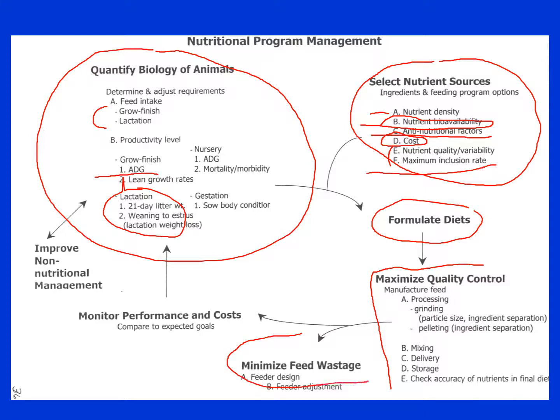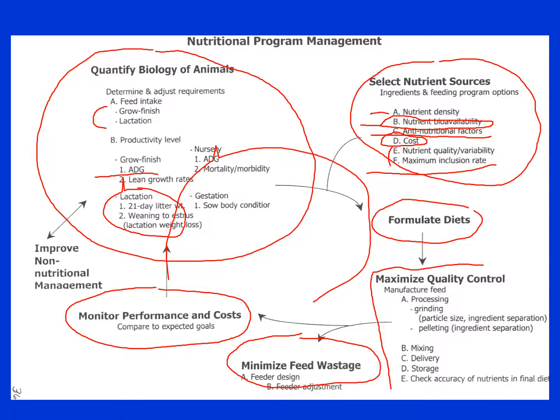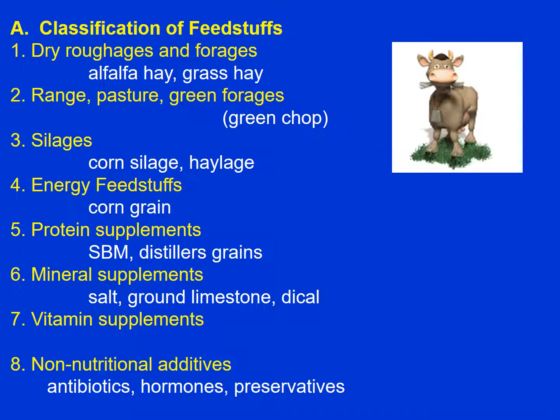We want to minimize feed wastage. Feed wastage isn't going to be 0%, but we certainly don't want it any more than 4 or 5% feed wastage. And then we monitor the results and the cost, and if everything works correctly, great. If we're not at our optimal performance level, we may have to start over again through the system here. We generally classify feedstuffs into 8 different categories.